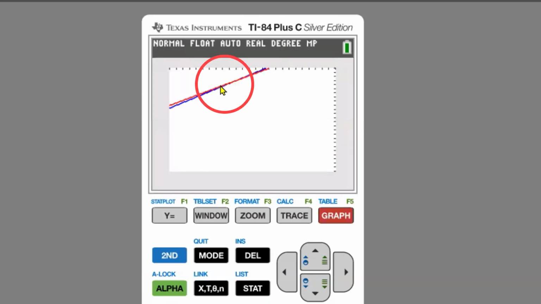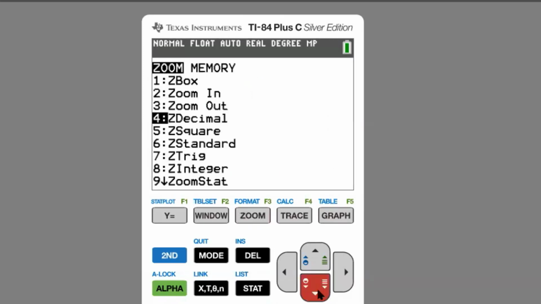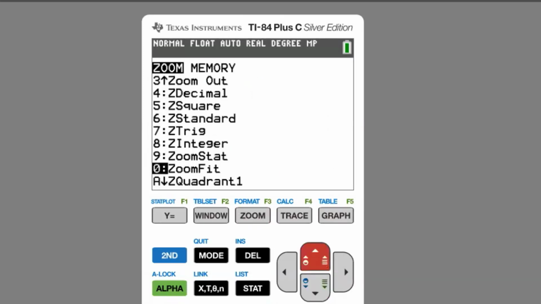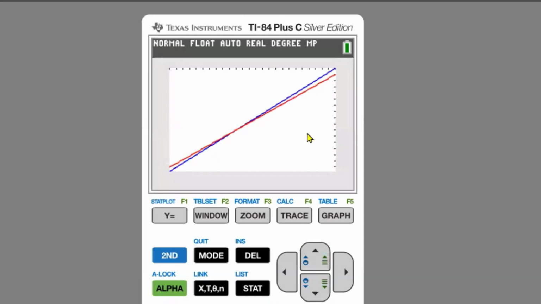And we graph and we go, okay, so that looks like we have an intersection somewhere around there. If you want to, you can at this point go down to zoom fit, and it will take that window and just make those important pieces a little bit clearer.